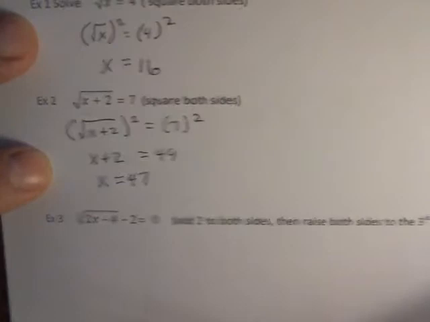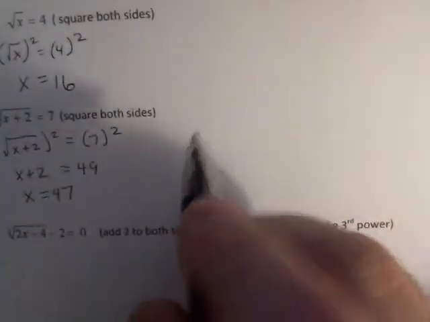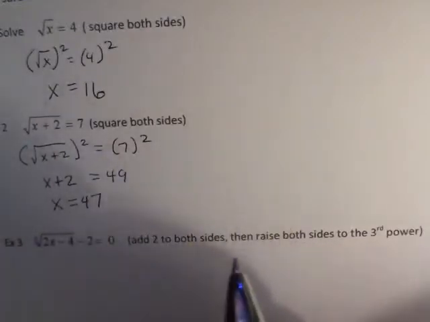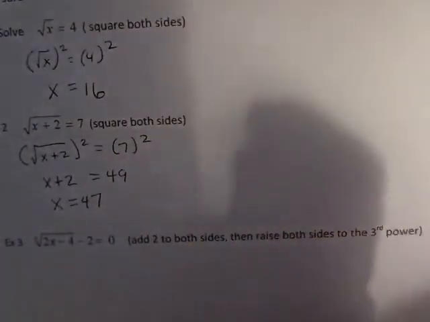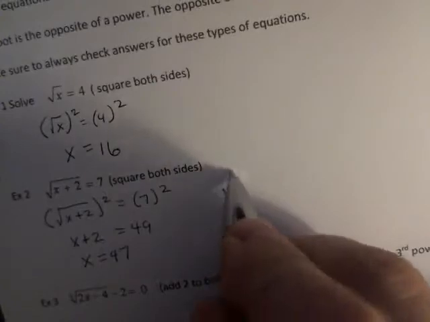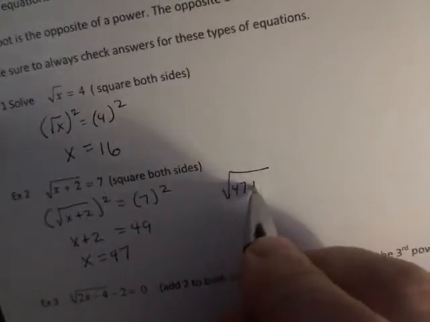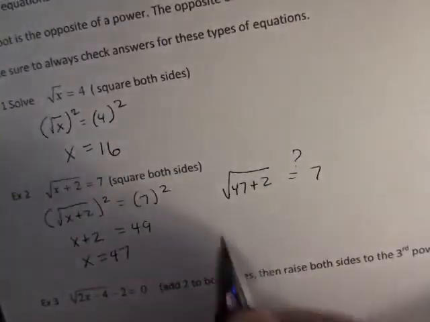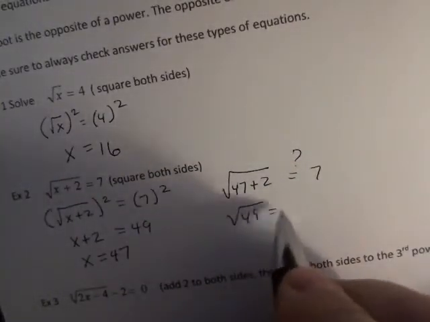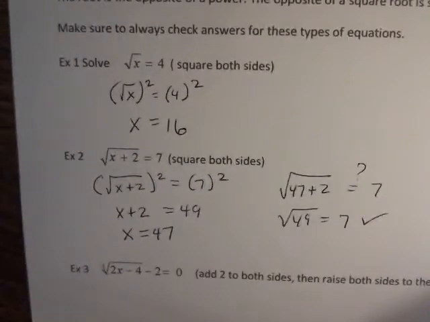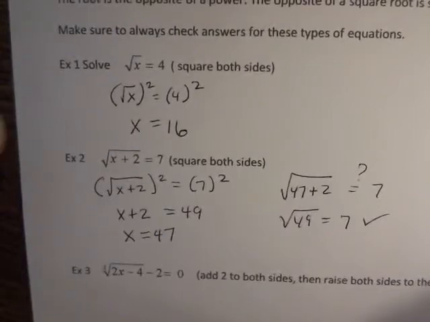Now, when we talk about checking with these one-step equations, it's not going to be bad if you don't. It's more so for the ones we get on down the road here, but they're very easy to check. You just substitute in the value you get, and you want to know, is that a true statement? And the square root of 49 is 7. So you do have a competent check there, and you're right.